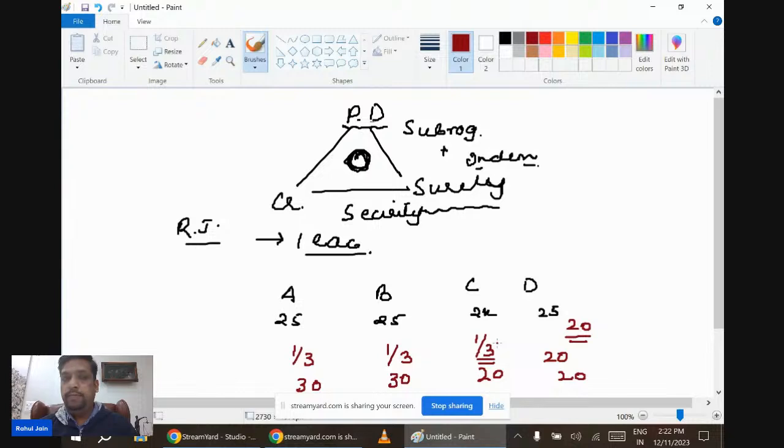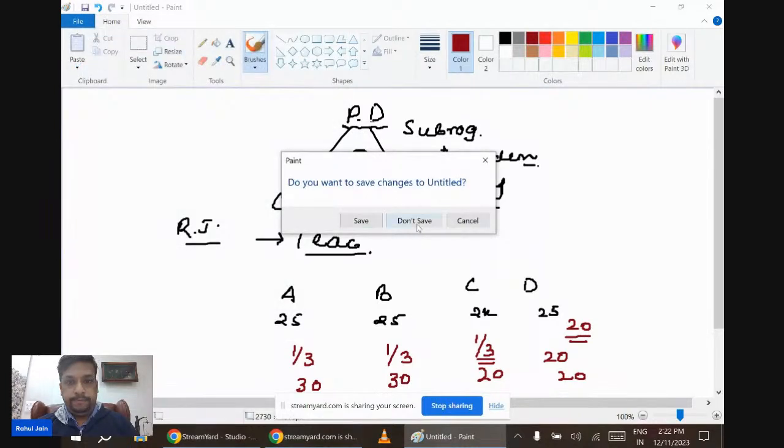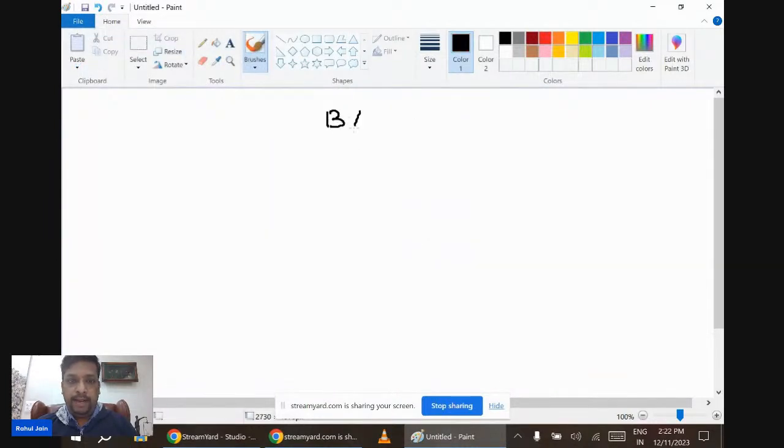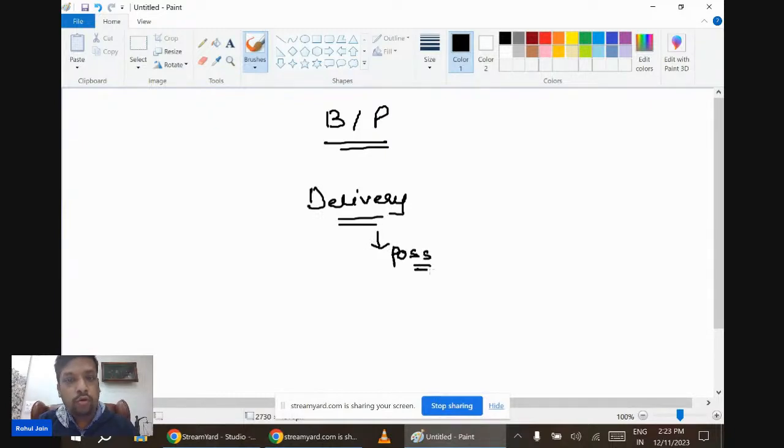Next topic is bailment and pledge. What is bailment? Bailment basically consists of delivery of goods. Guys, pay attention to the word delivery. Delivery means possession. We are not talking about ownership. We are talking about possession.